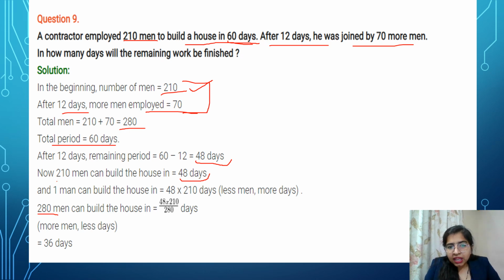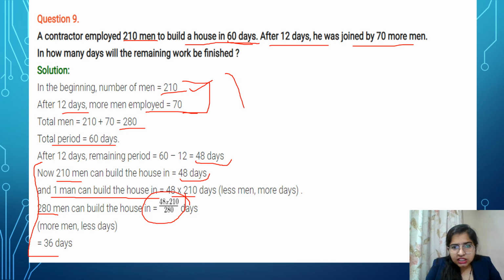So 210 men can build the house in 48 days. So one man can build the house in 48 into 210. Then again, you have to divide it by 280. From this only, I am making the bracket, the same part. In this question, you have to understand this part only. Clear? It's too simple.